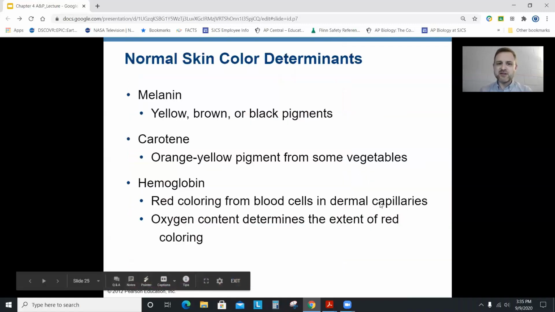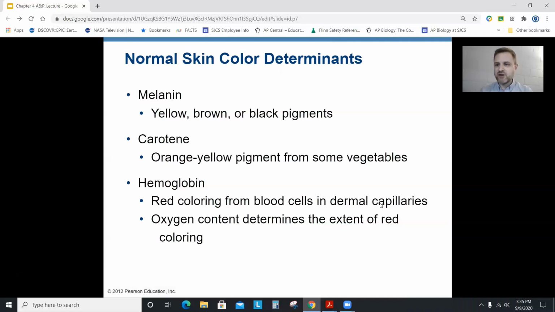Things that determine your skin color: melanin, which we've discussed, comes in yellow, brown, or black, in different combinations. Carotene is a pigment found in some vegetables like carrots, which can give you an orange-yellow tinge to your skin. Hemoglobin is what's found in your blood and carries oxygen through your body. Hemoglobin looks red. If you blush, that's from hemoglobin. The oxygen content determines the extent of the redness.